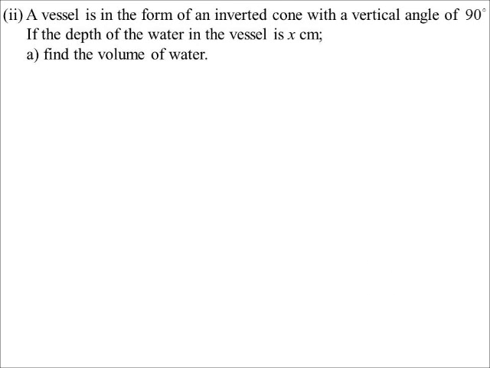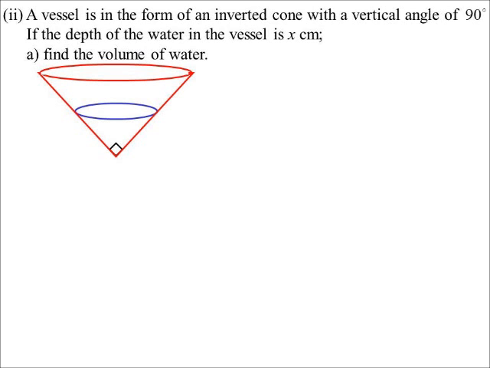So let's look at this one. A vessel is in the form of an inverted cone. Vertical angle 90 degrees. Depth of the water in the vessel is x centimetres. Find the volume of the water. Well, it's always a good idea with these sorts of things to draw a picture, so you can get your head around the problem. So if you can draw some sort of a picture. Inverted cone. There's my water sitting in there. We know it's a right angle at the bottom. They told us that, vertical angle of 90 degrees. Vertical height is x. We want to find not the volume of the whole vessel, but just the volume of the water there. Volume of a cone, 1/3 pi r squared h.